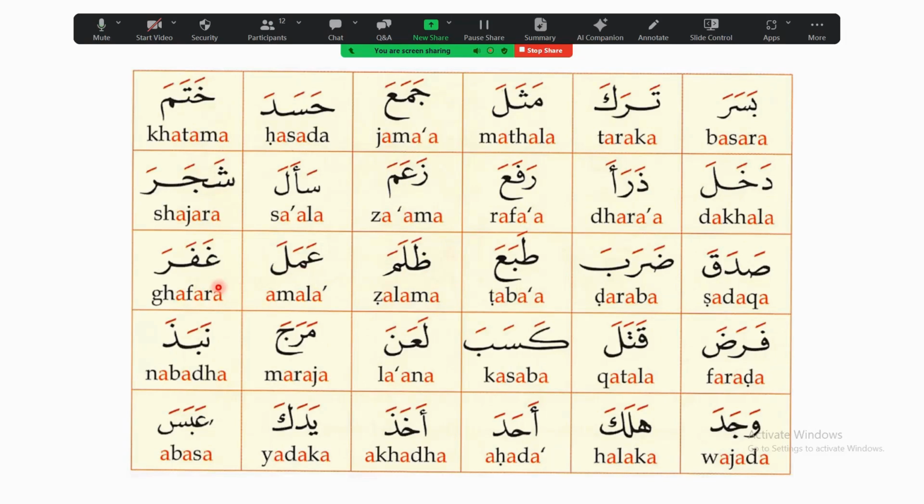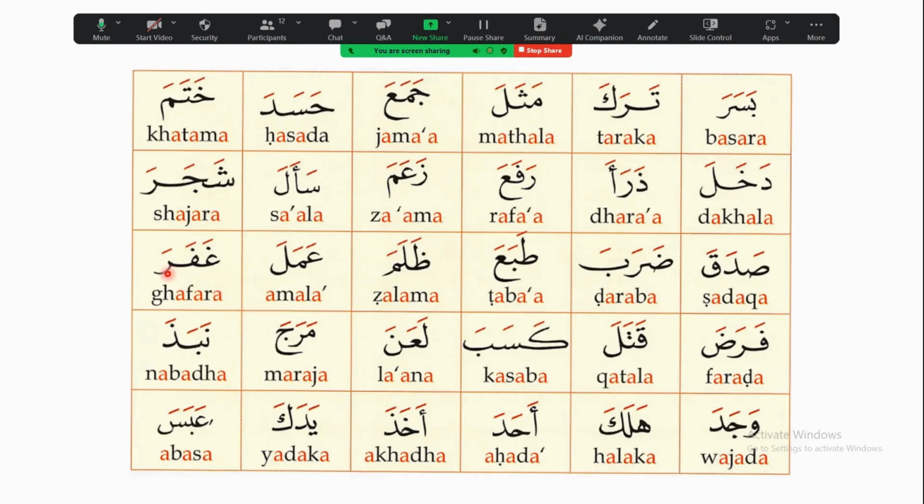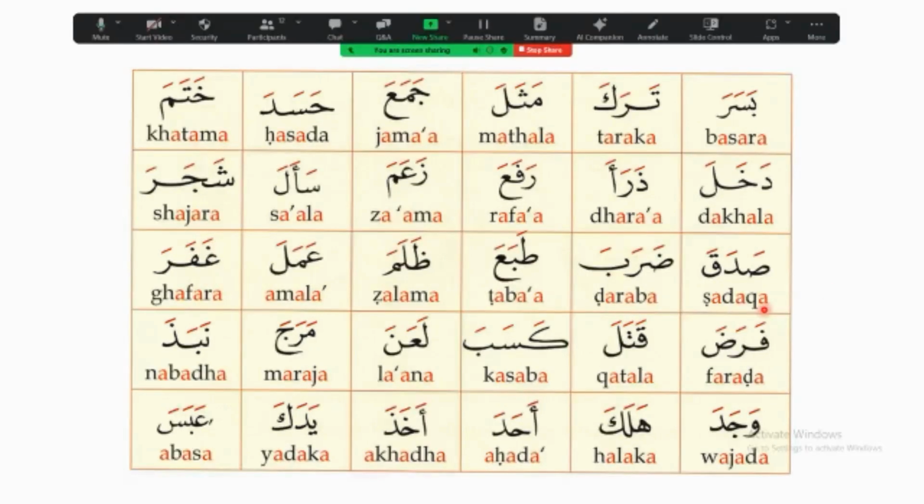The next here is the ghain letter, which comes from the upper portion of our throat with this gargle sound, and we say gha, which again is a heavy letter. I'm not saying a light gha, rather I'm making a heavy gha sound. And the next sound here is fa letter. And then the ra letter here will be heavy because of fatha. So, ghafara. Let's say this row: صدق, right? صدق ضرب طبع ظلم عمل غفر.